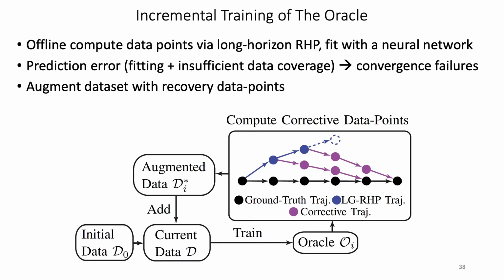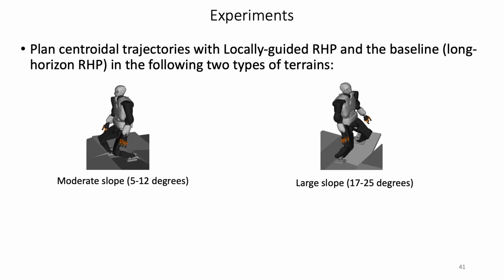We train the oracle with supervised learning. We use a neural network to model the oracle, and we generate training data using long horizon RHP. Due to the prediction error, the oracle can lead to ill-posed states, from which the short horizon RHP can fail to converge. We mitigate this issue by an incremental training scheme, in which we augment the dataset by adding corrective actions from the states causing convergence failures. Next, we present our experiment results.